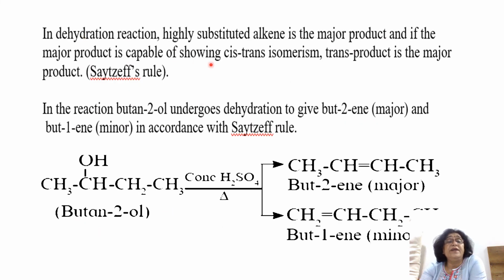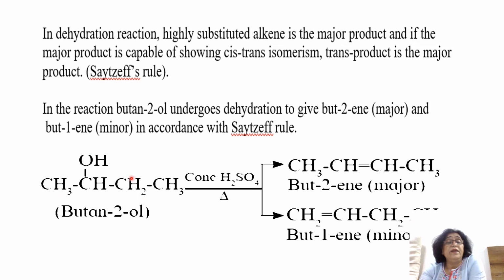So in dehydration reaction, the highly substituted alkene is the major product, and if the major product is capable of showing cis-trans isomerism, then the trans product is the major product. This is Saytzeff's rule. Okay. So in the reaction, butan-2-ol undergoes dehydration to give you but-2-ene and but-1-ene, out of which but-2-ene is the major product and but-1-ene is the minor product.